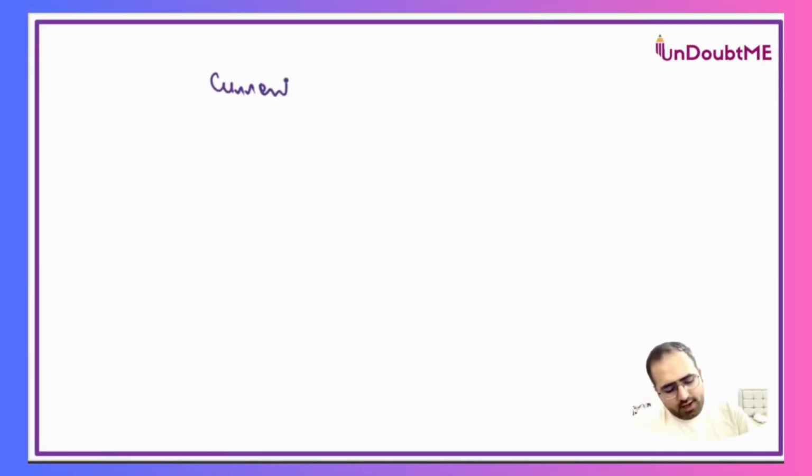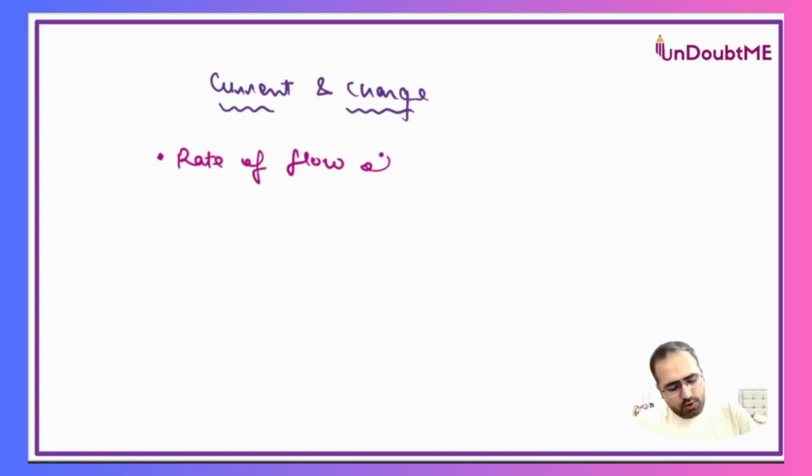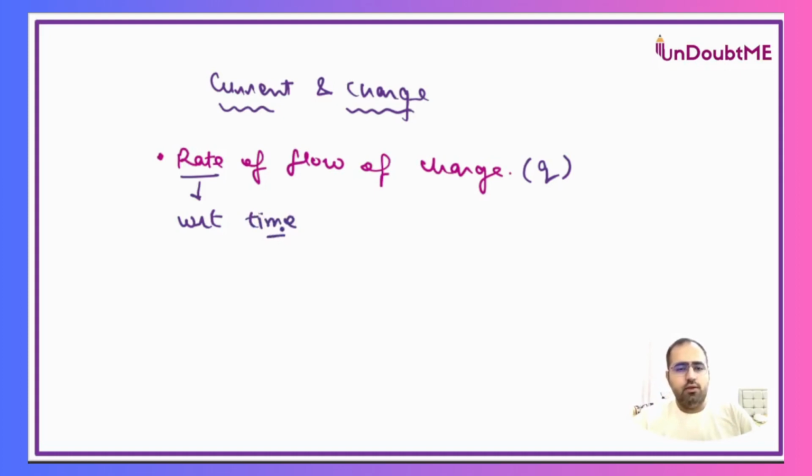Current is directly connected with charge. So that's why we're going to discuss current and charge together. So when we say current, what is current? Current is just rate of flow of charge. Charge is denoted by Q and rate means with respect to time. Okay, so we can say that current is charge flowing per unit time.